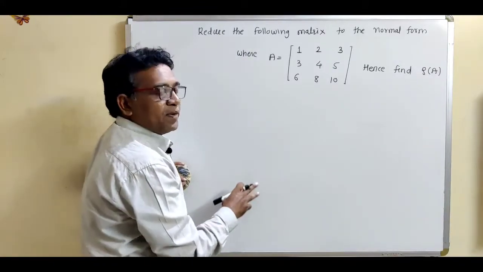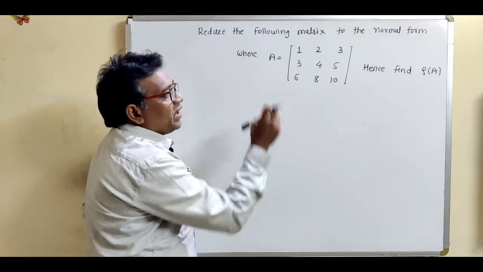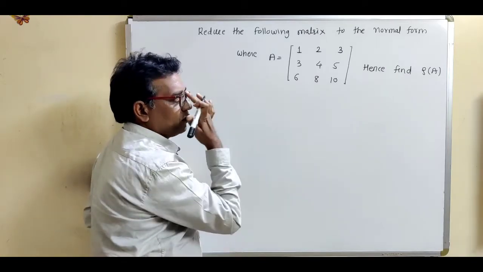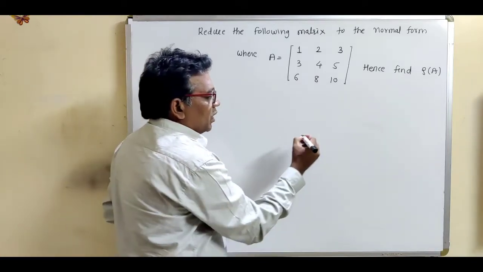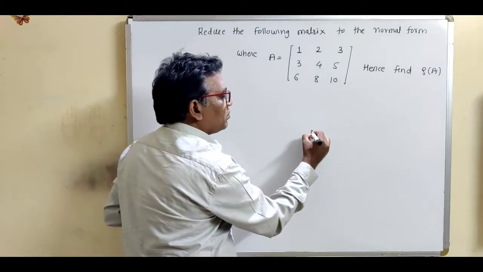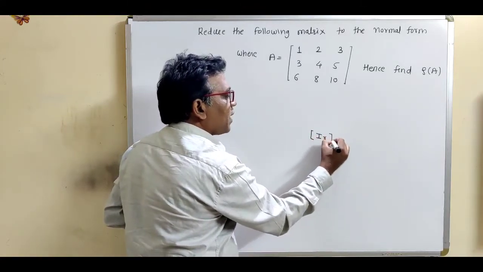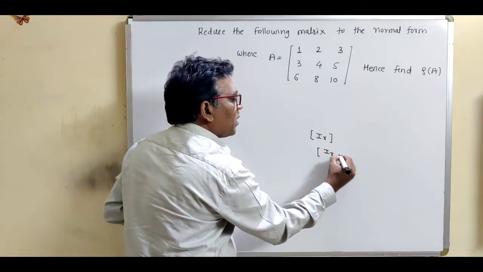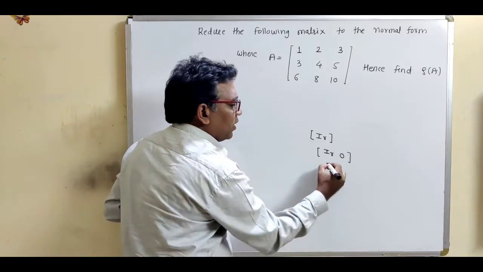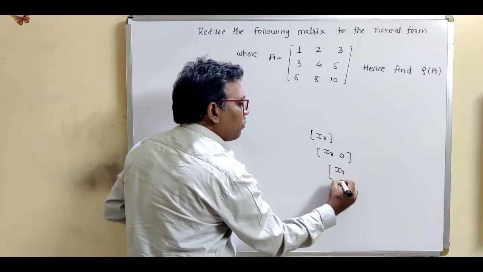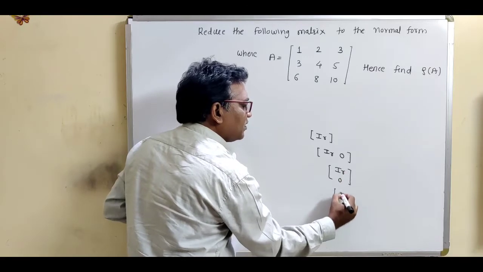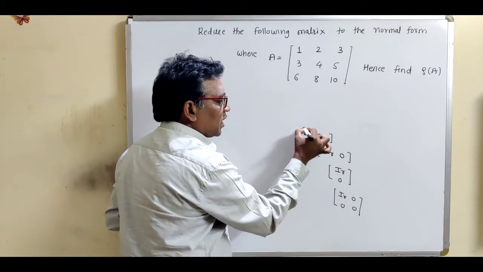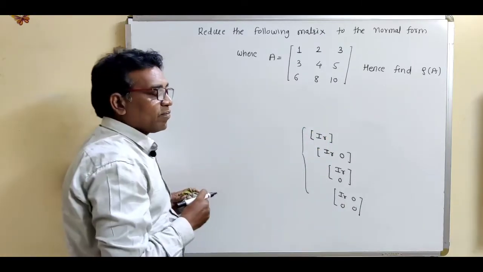Now see what is this example. We have to reduce the given matrix to the normal form or canonical form. See, there are four types of normal form. First normal form is matrix I_r. This is the second type of normal form, matrix [I_r 0]. This is the third type of normal form, matrix [I_r; 0], and this is the fourth type of normal form, matrix [I_r 0; 0 0]. So there are four types of normal form.